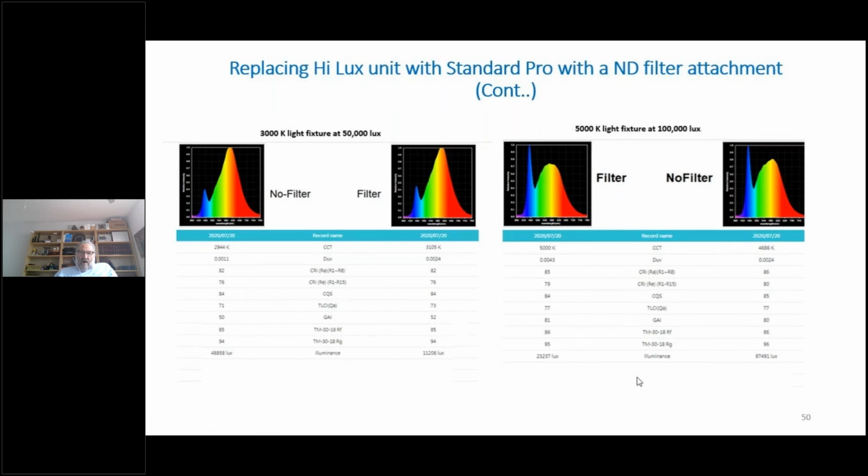What is affected is the color temperature, which is higher by 7% for the filter case as compared to the no filter case. So you can see 3105 and 2944. Similarly for this one, 4686. This is no filter, filter 5000.